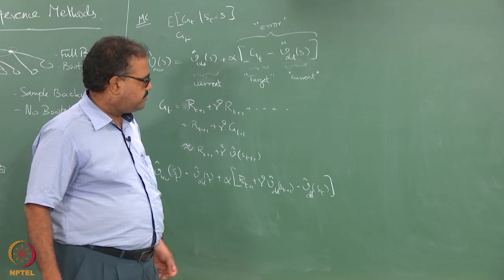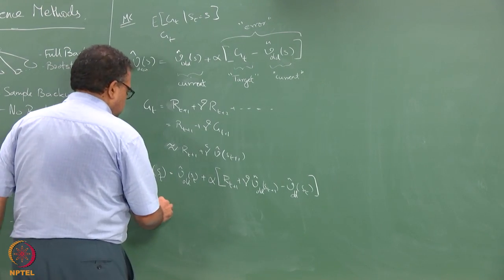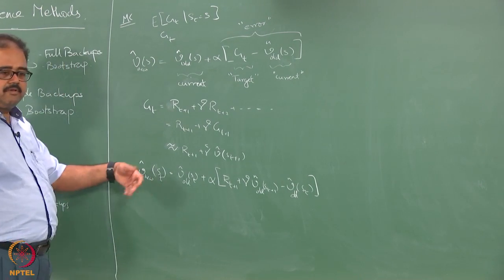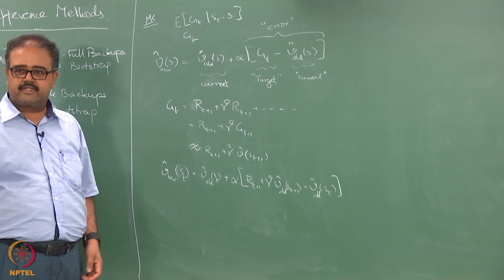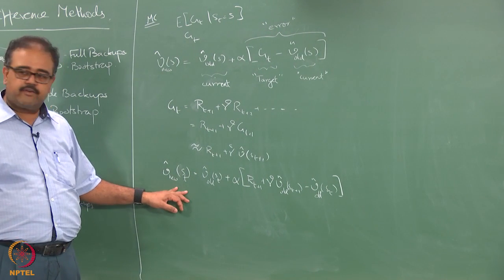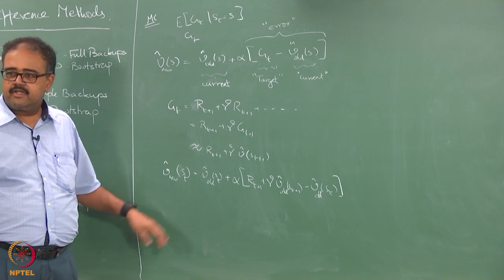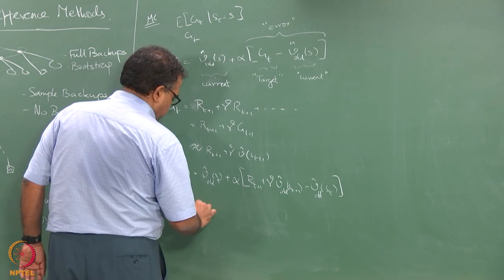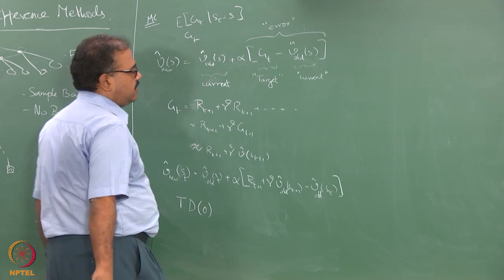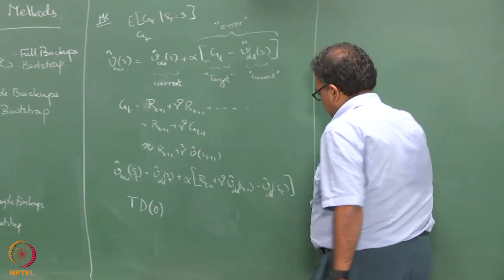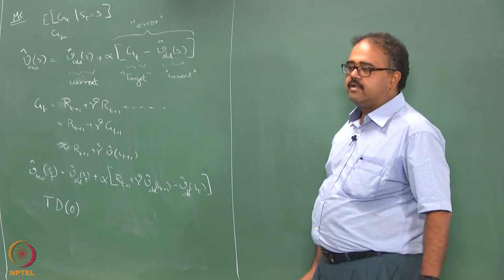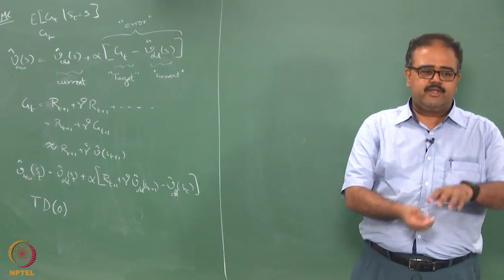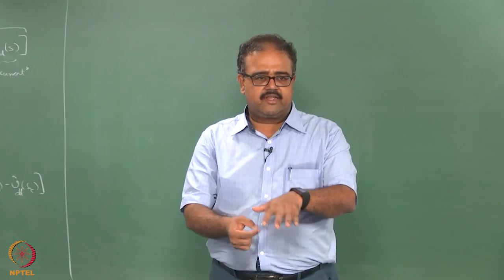So a policy evaluation algorithm that uses this kind of an update for finding the value function is called a TD0 algorithm, right. So, you should be able to write a whole algorithm around this and be able to implement it and all that, right.